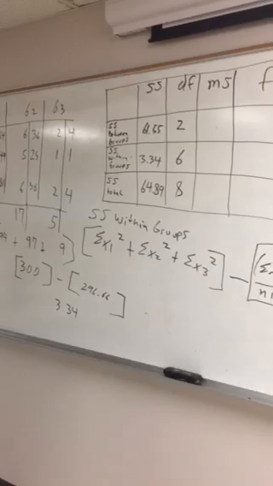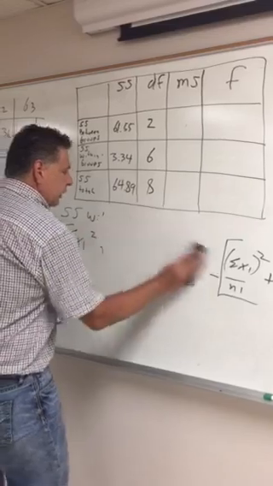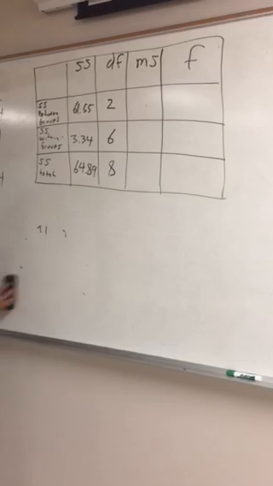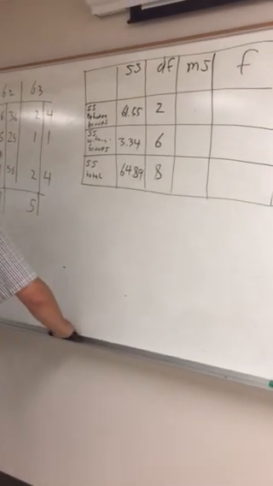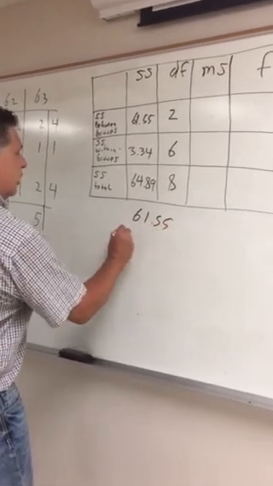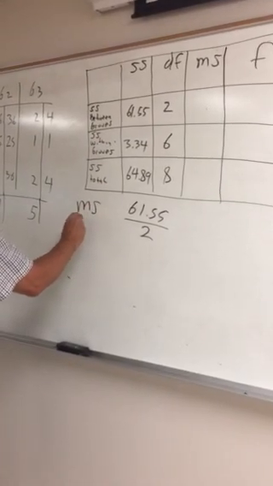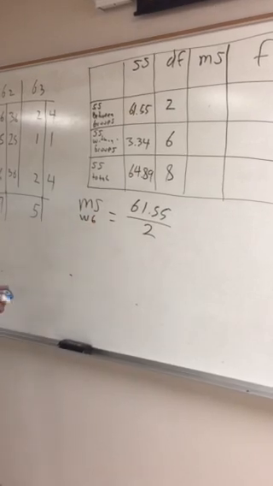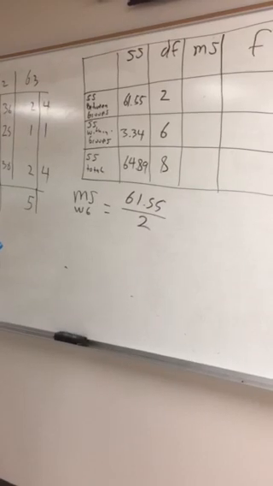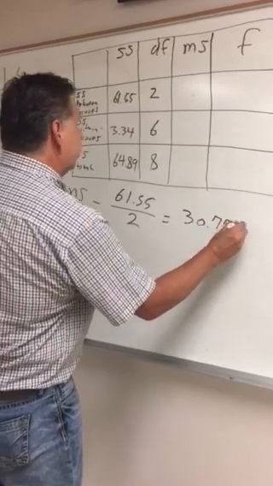Now, to get my mean square, it's pretty simple from here. All I have to do is start taking my sum of squares and divide it by my degrees of freedom. So let's see if we can do this. So I've got 61.55 over 2 is going to be my mean square between groups. So let's do this. 61.55 divided by 2 is going to give me a value of 30.775.